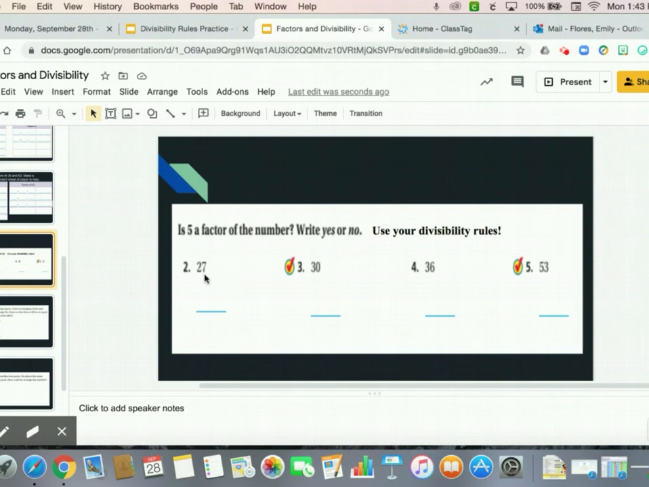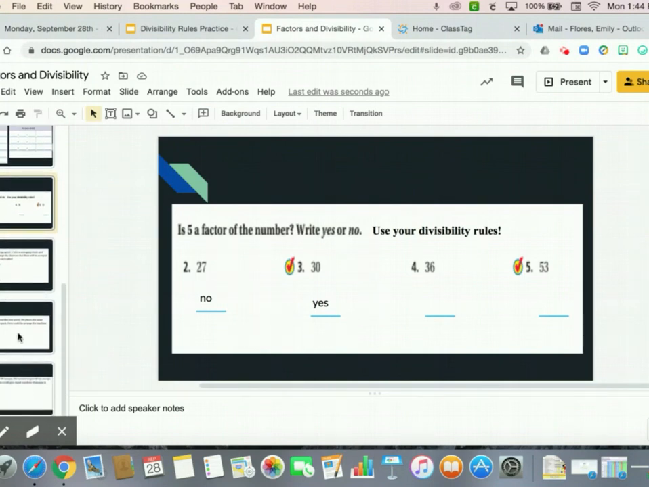So in order for it to be a factor of 27, 30, 36, right, that means our last digit, our number in the ones, needs to be a 5 or a 0. So 27, does 27 end in a 5 or a 0? No, right? So it says just write yes or no, so I would just say no, right? What about 30? Does 30 end in a 5 or a 0? 30 ends in a 0, so yes, it would have 5 as a factor, right? 5 times 6 is 30. So 5 is a factor of 30. So those are the type of questions that you can see.